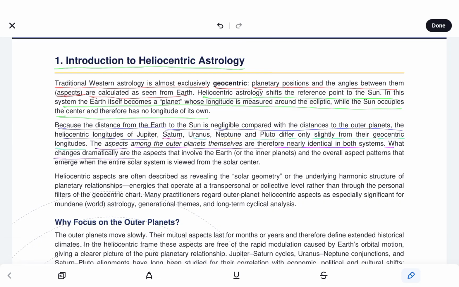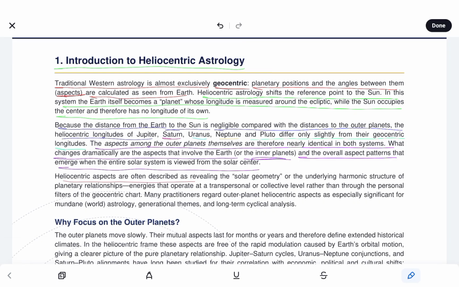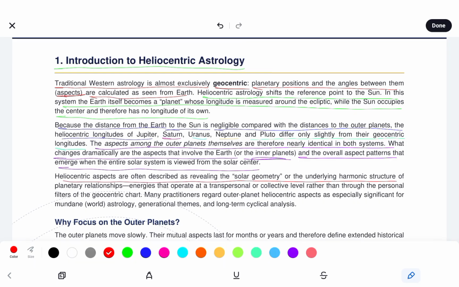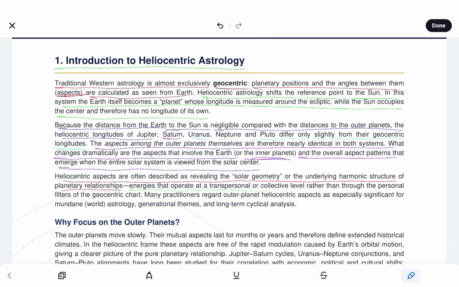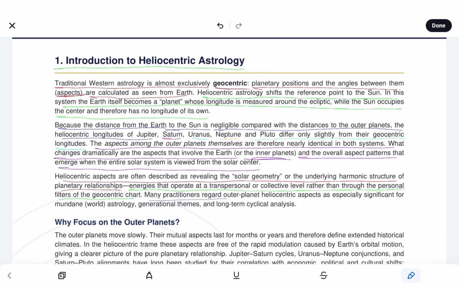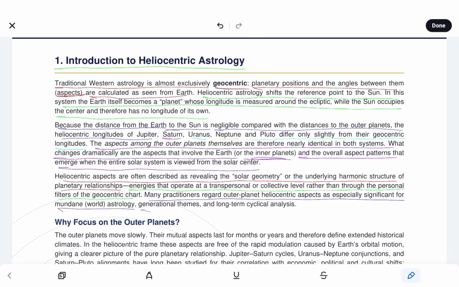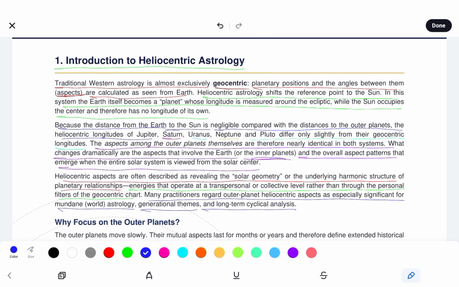Now what changes dramatically are the aspects that involve the Earth or the inner planets, and the overall aspect patterns that emerge when the entire solar system is viewed from the solar center. Heliocentric aspects are often described as revealing the solar geometry or the underlying harmonic structure of planetary relationships, energies that operate at a transpersonal or collective level rather than through the personal filters of the geocentric chart. Many practitioners regard outer planet heliocentric aspects as especially significant for mundane world astrology, generational themes, and long-term cyclical analysis.